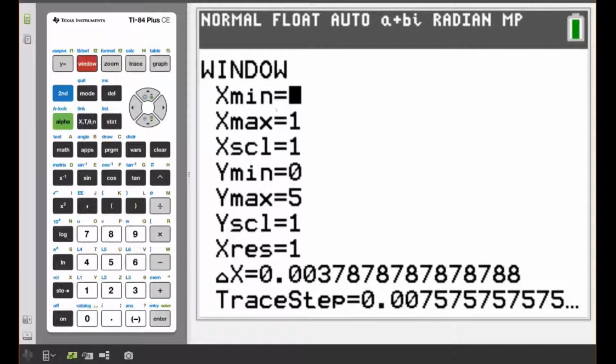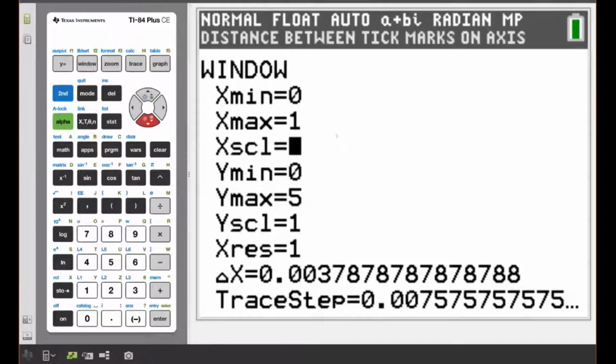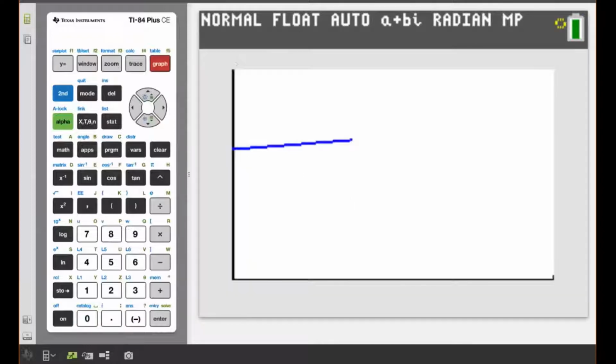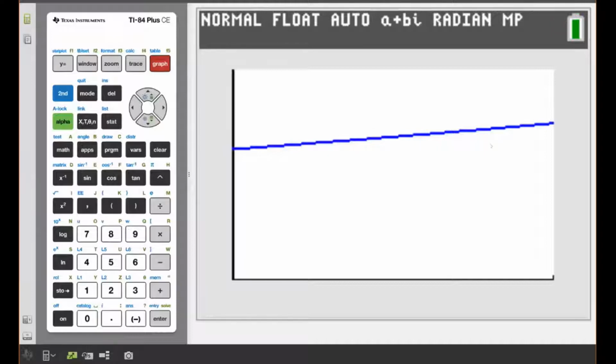The question called for finding the time at 15 minutes, so I'm keeping my x min as 0 and my x max as 1, because our time variable was in hours. The y min I'll keep as 0, and I'm going to put the y max all the way up to 8,000, because of the 5,000 at the start of my question, where my exponential graph starts. I expect it to go a bit bigger than that. I hit graph, and there is the line depicting the population.